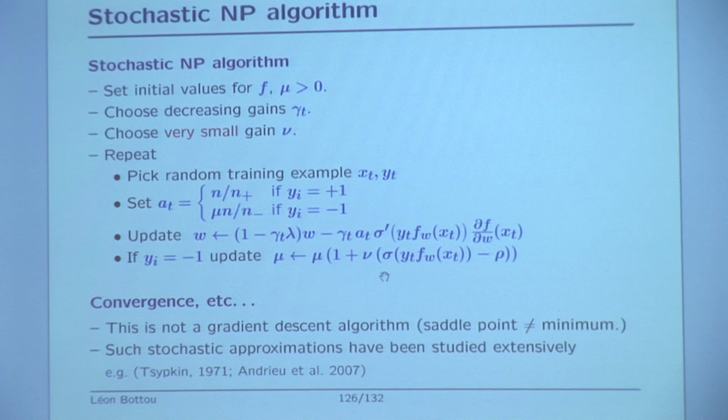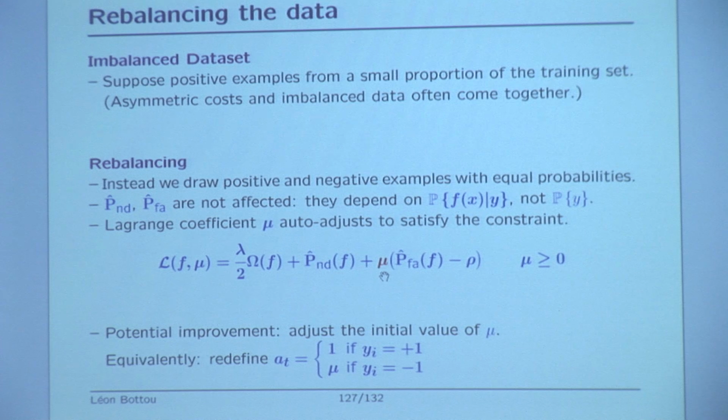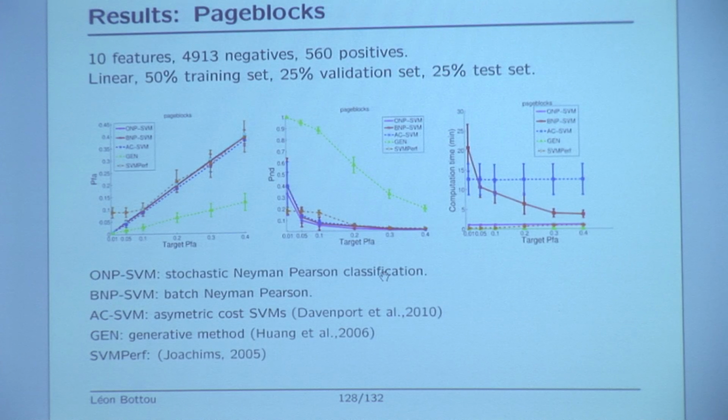Does it make sense? So let's look at some results. Well, Pageblocks is one of these UCI datasets. It's interesting because it has basically 10% positives.